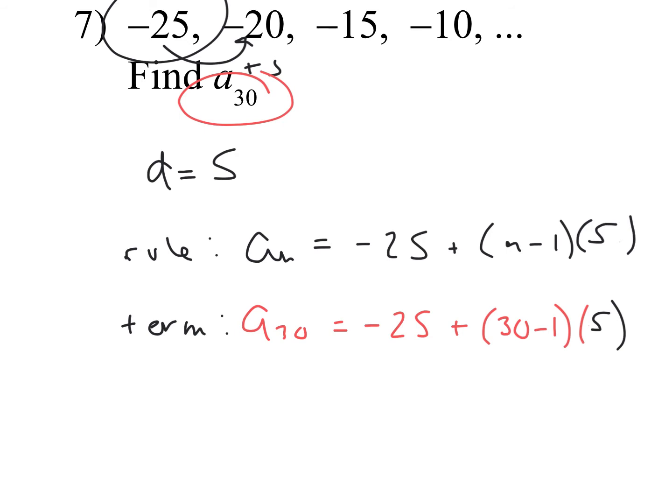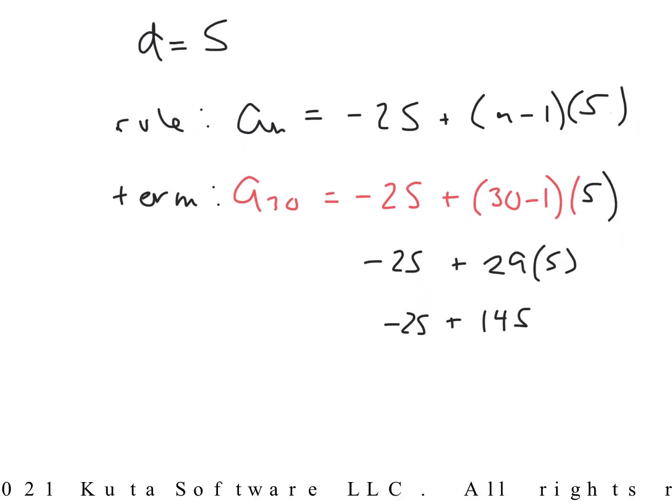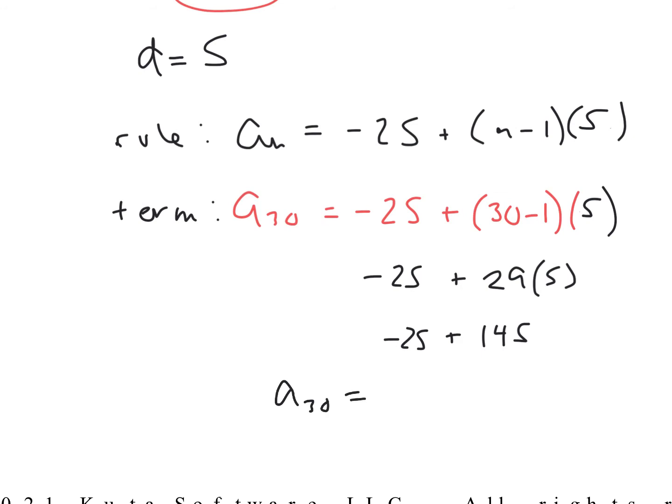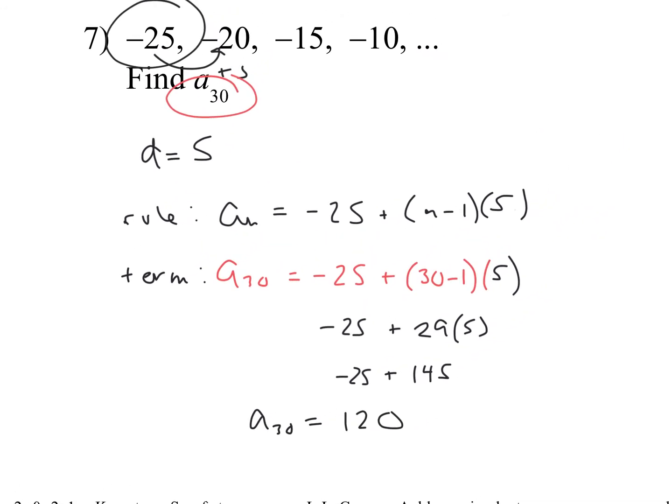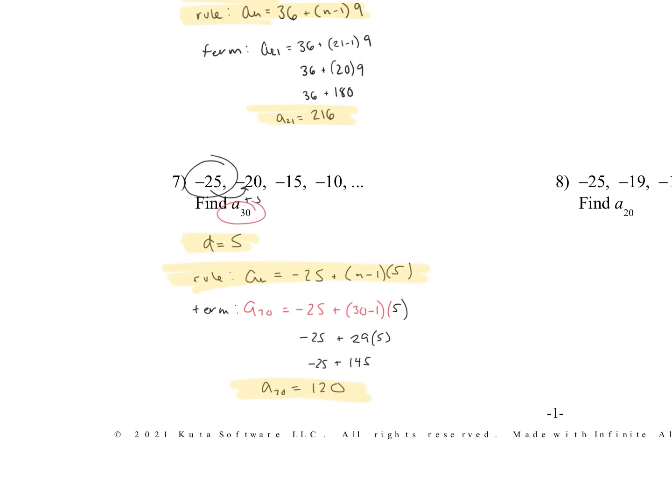So 30 minus 1 would be 29. 29 times 5 is 145. And then 145 minus 25 is 120. So our answers here, we have our common difference, our rule, and our term. Any questions here? All right, let's go to the next page.